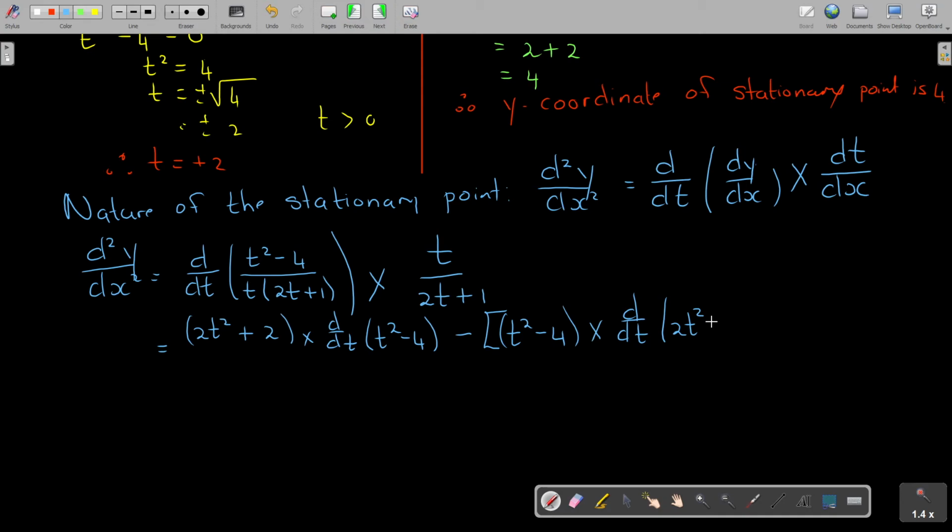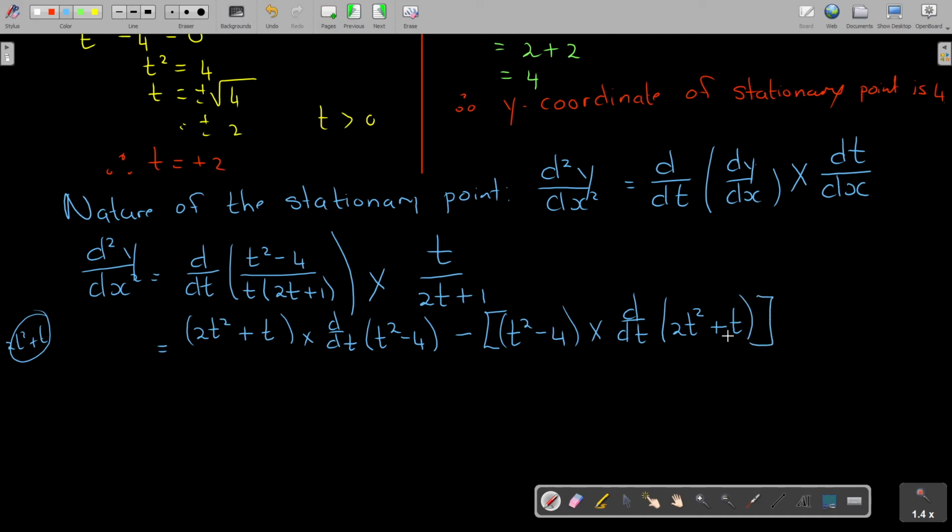2t squared plus 2. Okay, let's just see. It's not plus 2, it's plus t. It was also a mistake. It's that multiplying in. So not to confuse you, just write it here. It's 2t squared plus t. That's the denominator. Okay. So 2t squared plus t.